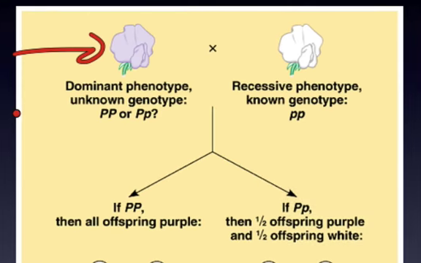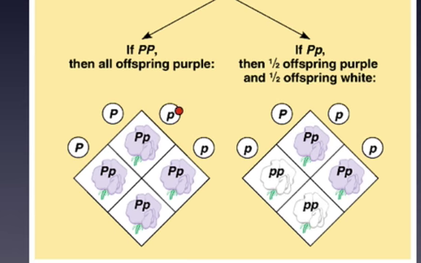Here we have our dominant flower, which is purple, but we're not sure if it is a big P, big P or a big P, little p. And the way that we determine that is by conducting a test cross, where we cross this unknown genotypic flower that's showing the dominant trait with a true breeding recessive, or one that has little p, little p. And what we see here, we have two possibilities.